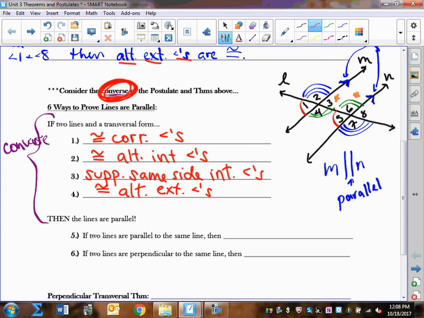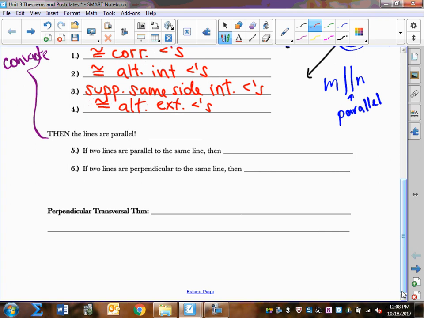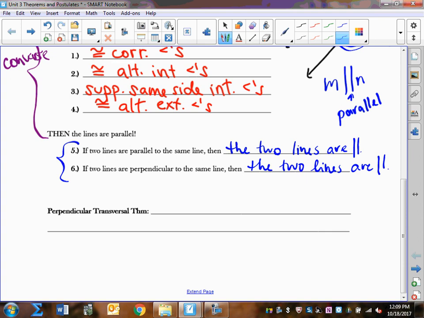Then last class, we talked about how using algebra, I can determine if lines are parallel or perpendicular. But then we also had two additional theorems in geometry. So these two: if two lines are parallel to the same line, then what do we know? Good, then those two lines are parallel. And if two lines are perpendicular to the same line, then what do we know? Those two lines are parallel.